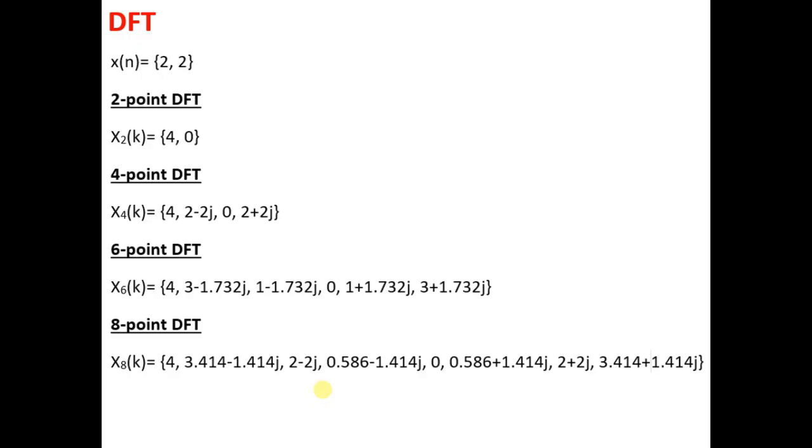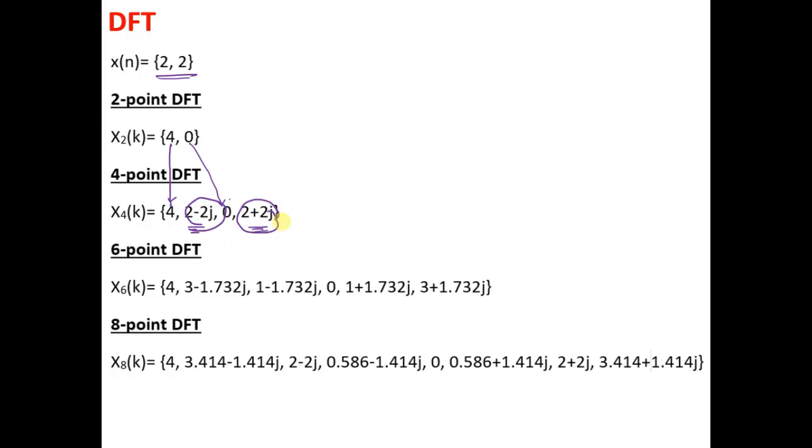We have taken xn equals 2 2, okay. Now the 2-point DFT is 4 0. When we went to the 4-point DFT, see, this component is there, this component is there. So these two intermediate components were not there previously. Now as soon as we did the 4-point DFT, we got to see the additional two components.